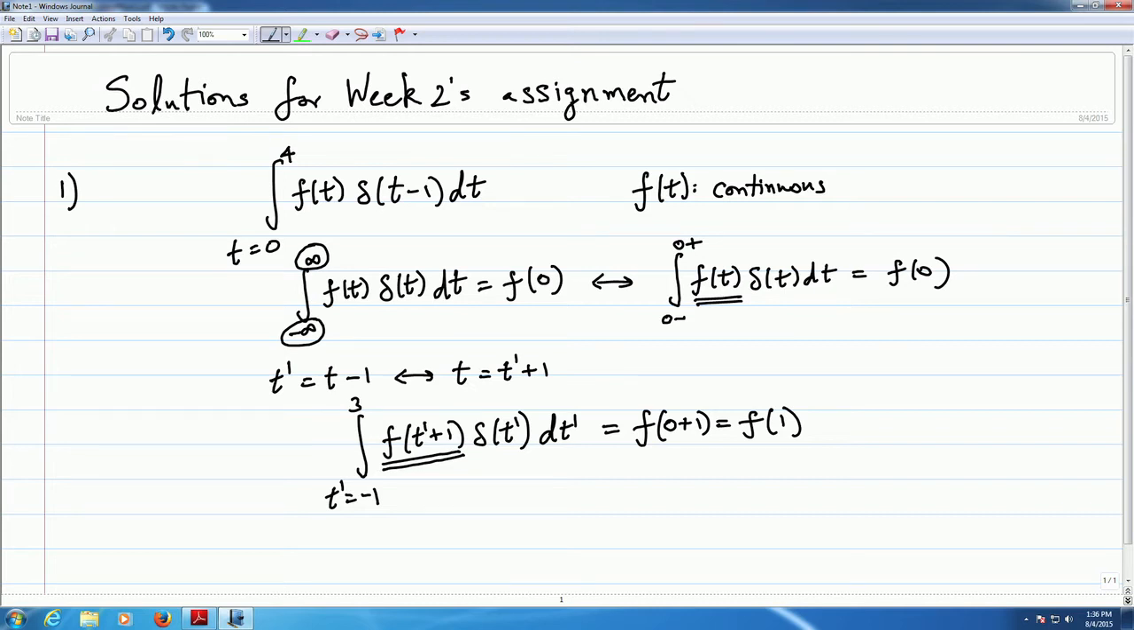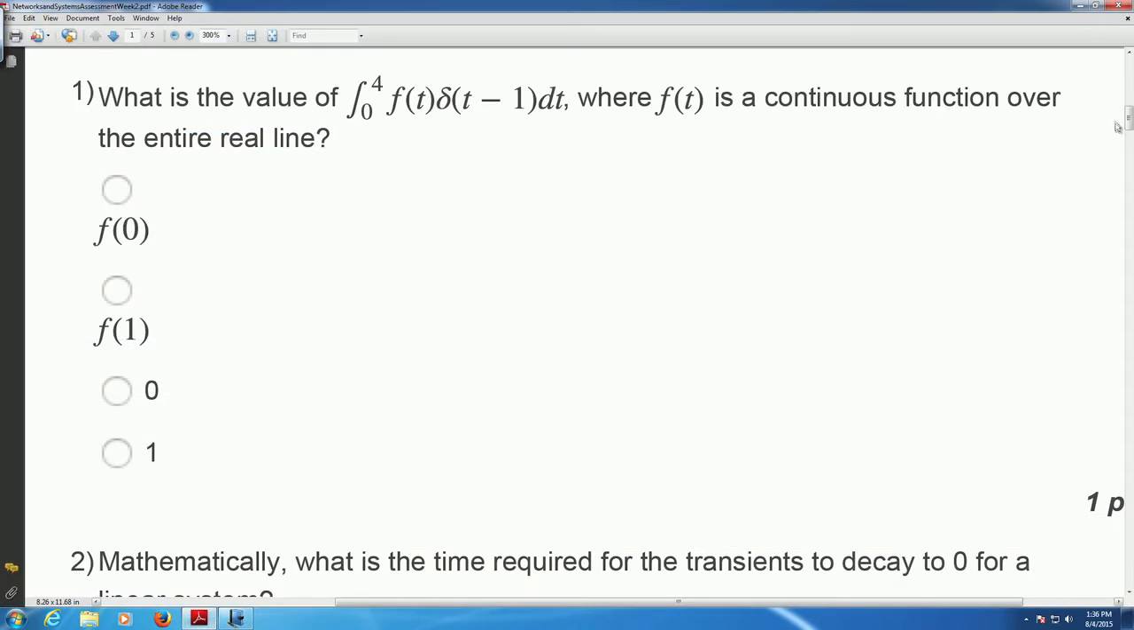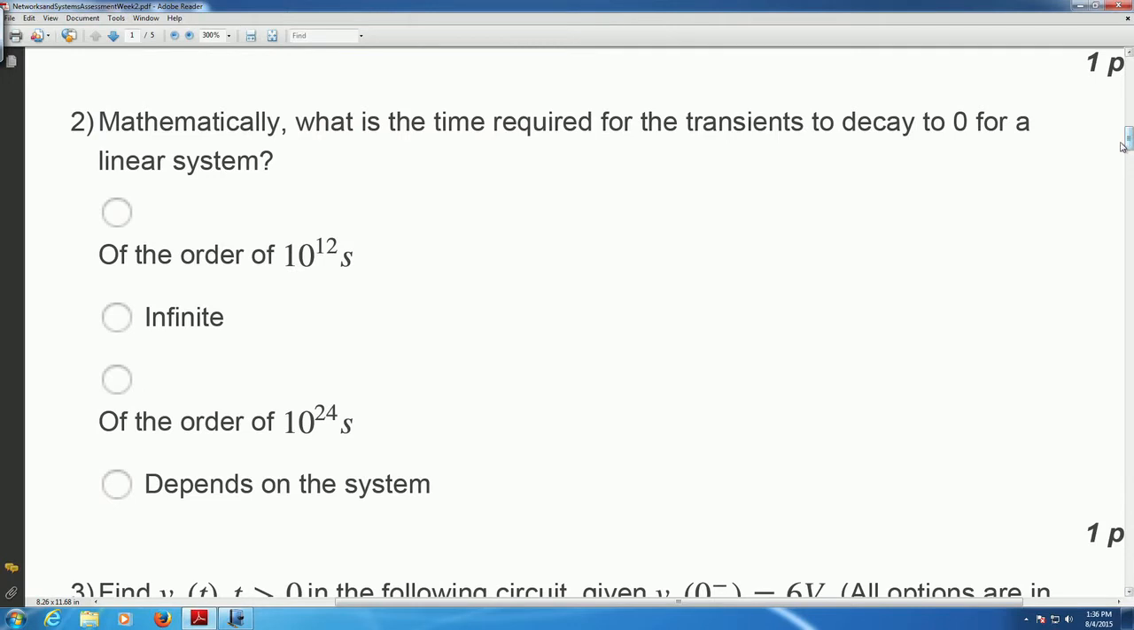So let us move on to the second question, which I have right here. Okay. So this is an interesting little question, which is quite simple actually. It says, mathematically, what is the time required for the transients to decay to 0 in a linear system? The main idea here is that the way the transients decay to 0 in a linear system is exponential.